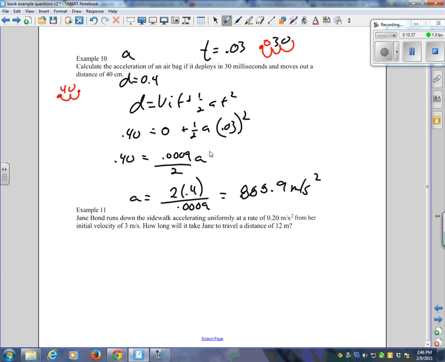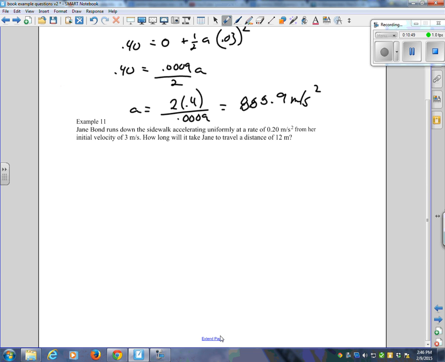Okay, Jane Bond runs down the sidewalk, accelerating uniformly at a rate of 0.2 meters per second squared from her initial velocity of 3. How long will it take Jane to travel the distance of 12 meters? I need to show you this one for a very good reason, which you're going to find out right away. We have an acceleration of 0.2. We have an initial velocity of 3. We know the distance is 12, and we are looking for the time, right? Yes.